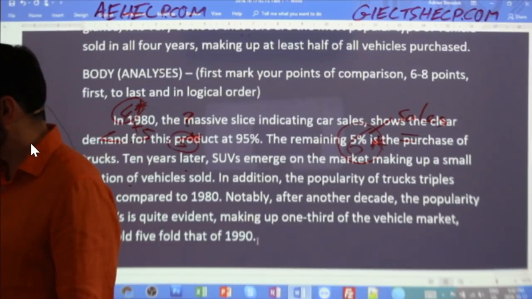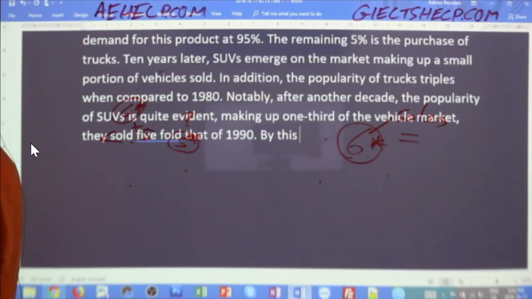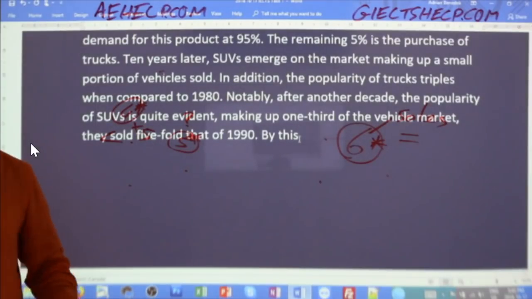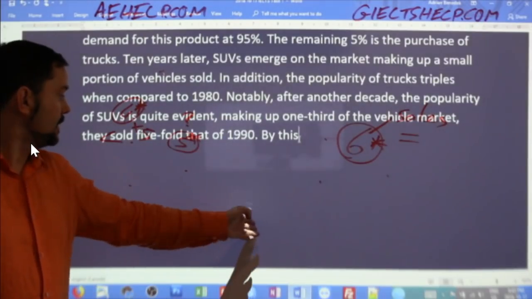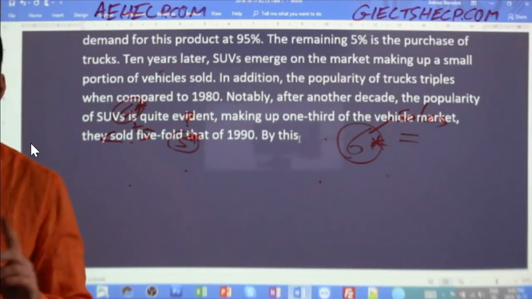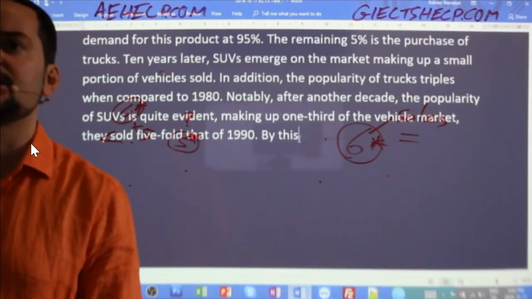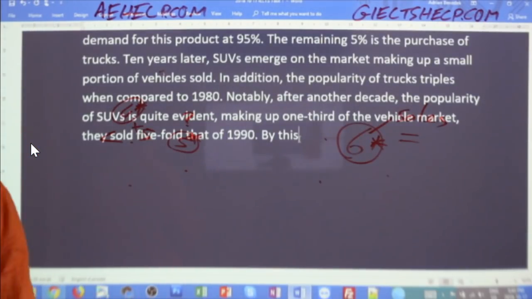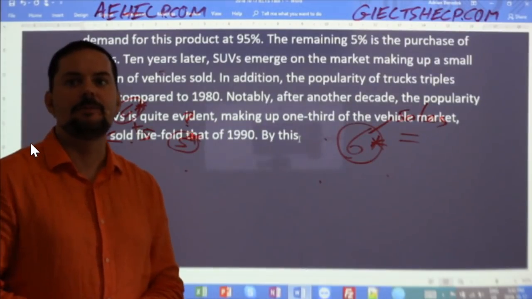All right. By this year, okay, 1/3 and fivefold are joined into one word with that hyphen because it's 1/3, right? And fivefold is a 5-time multiplier. Let's see what you're writing there before I go to that next sentence. So Awal says SUVs sales rose 5 times higher after another decade. Awal, again, careful. That's a little bit more like a line graph than a pie chart.